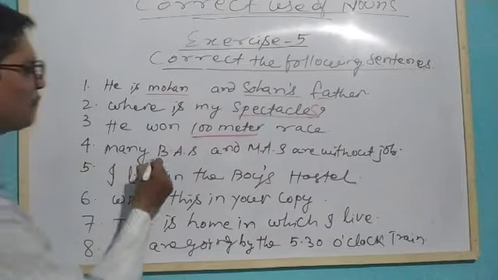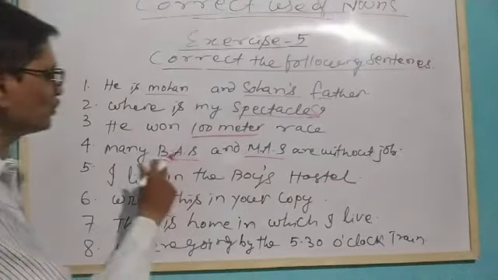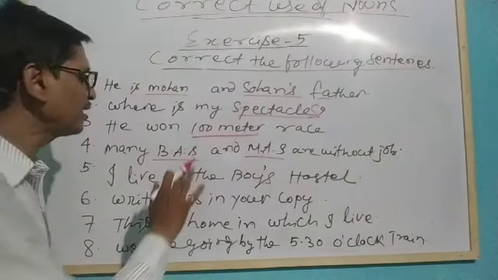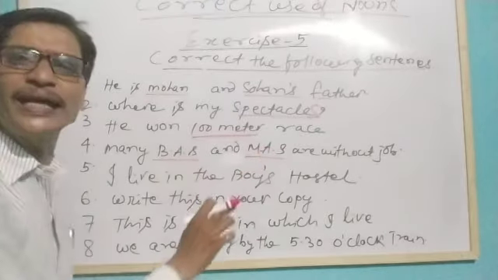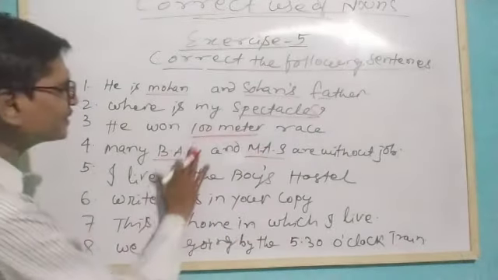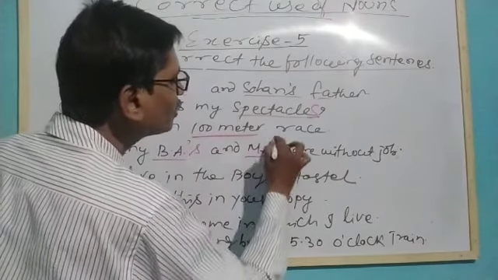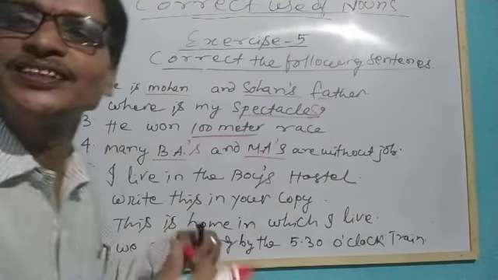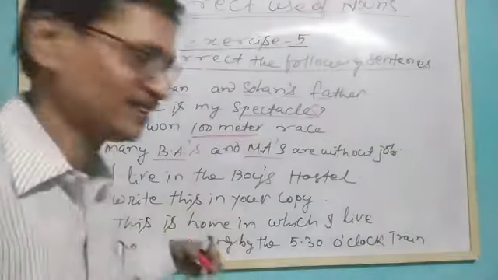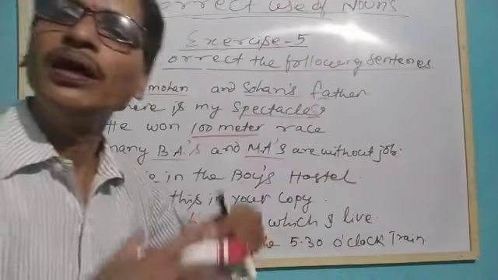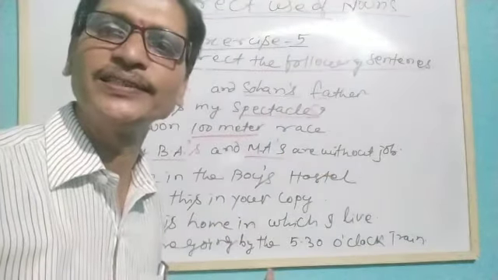Similarly, many BAs and MAs. You see, BA dot S is given, and MA dot S is given. But here the incorrectness is what? We have to make apostrophe S. Here also apostrophe S, that means making them possessives. Okay, are without any job these days.